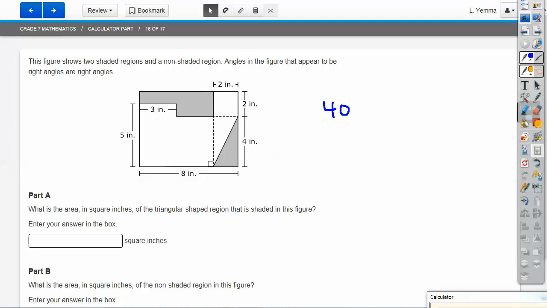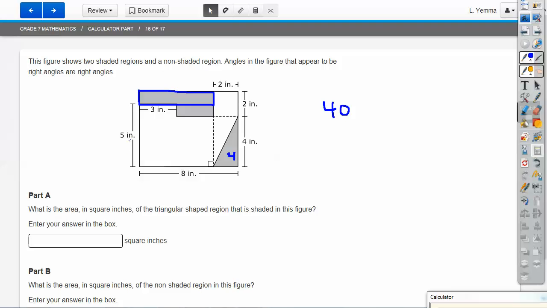But I don't want the area of the whole. I want the area of just the non-shaded region. And we've already discovered that the area of this is 4. So we need to find the area of this shape. Well, I'm going to break this shape into two pieces. I'm going to find the area of this shape here, and then the area of the bottom shape, and combine them.